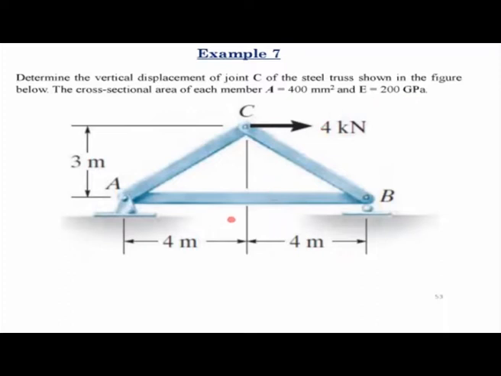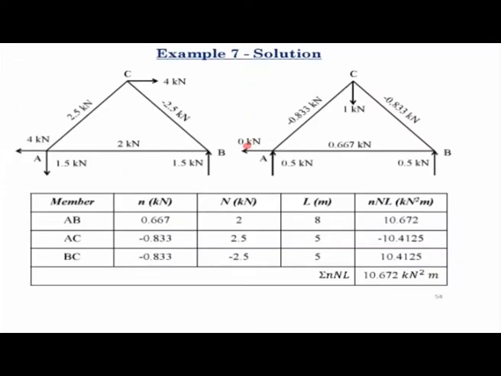Now, since we have been asked to calculate the vertical deflection of this joint C, if you want to use the virtual work method, what we have to do is apply a virtual load of magnitude unity in the vertical direction at joint C. So that is what we will do to solve this problem using the method of virtual work. So we have two cases. One is the truss under the external load of 4 kilonewtons, and the other one is the truss under a virtual load of 1 kilonewton in the downward direction at C. Under both these cases, we have to calculate the member forces in each of these three truss members. So those are shown on this slide.